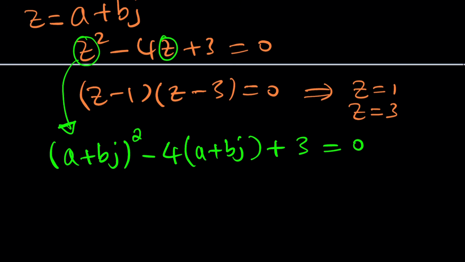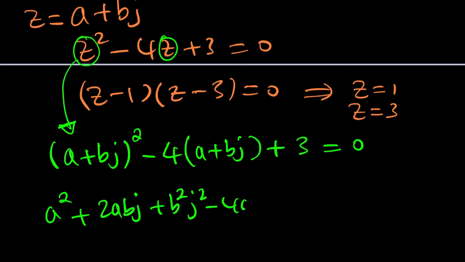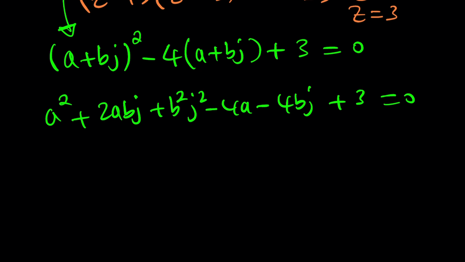And guess what this is going to turn into? Now, when we square this, it's going to give us a squared plus 2abj plus b squared j squared. And then minus 4a minus 4bj plus 3 is equal to 0. Obviously, you're going to get a more complicated result from here. But remember, j squared is equal to positive 1. So this is 1. What is j? J is j. So keep it like that.